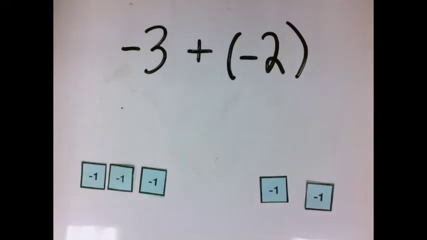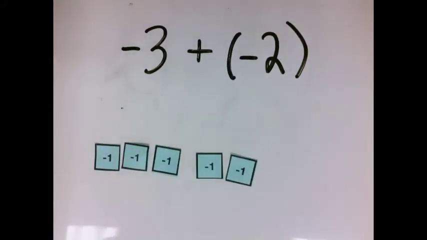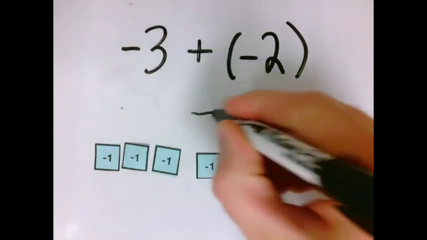Now, to find the sum of negative 3 and negative 2, it's very similar to when we had positive 3 and positive 2. We model this with 3 negative 1s and 2 negative 1s. We join our sets together. We have 5 negative 1s. The sum of negative 3 and negative 2 is negative 5.